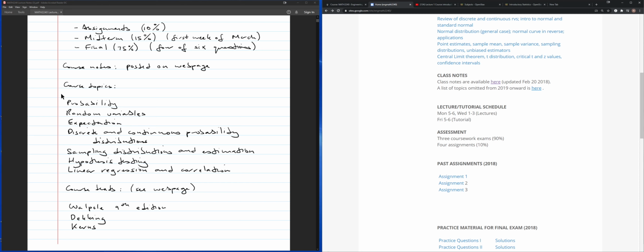Right, so the course consists of probability and statistics. Your 7 major topics here would be split into probability and statistics. Your first 4 topics, probability, random variables, expectation, discrete and continuous probability distributions, are probability topics. And then your remaining 3 major topics, the sampling distributions, the hypothesis testing, and the linear regression and correlation, are stats topics. You need a knowledge of your probability to do your statistics questions, right?